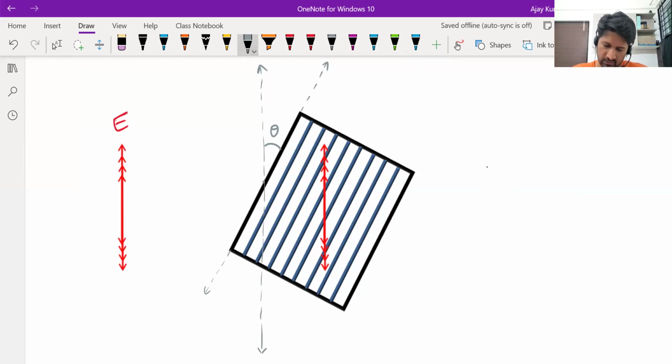Now what you are doing is you are allowing components in this direction to pass. This is the pass axis of the Polaroid, which makes an angle theta. If you are allowing those components to pass, that means the average amplitude that you are allowing to pass through the Polaroid is E cos theta. So you will see something like this passing through the Polaroid now. Is this clear?